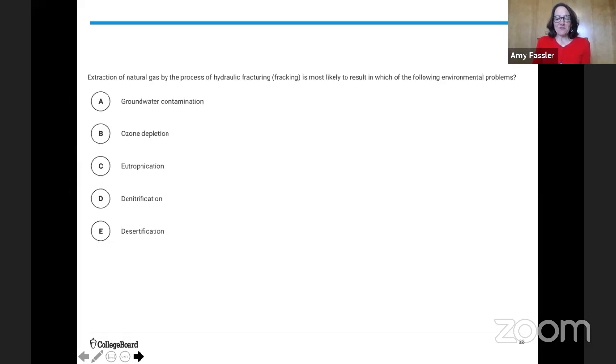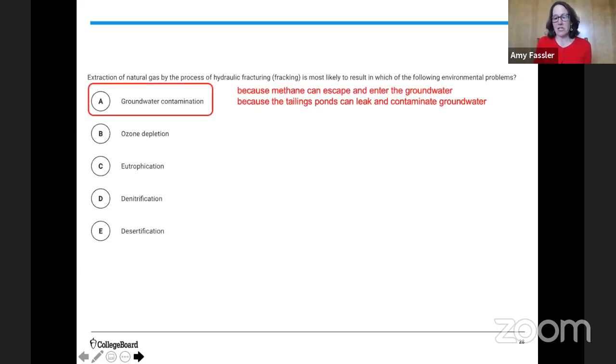So we have a couple of different environmental problems there, and then a step in the nitrogen cycle just to throw you for a loop. And obviously the biggest concern here is groundwater contamination, because if I were going to turn this into an FRQ prompt, and I had to describe an environmental problem associated with fracking, I could talk about groundwater contamination. That's just identifying a problem.